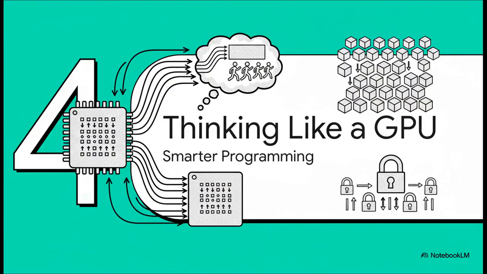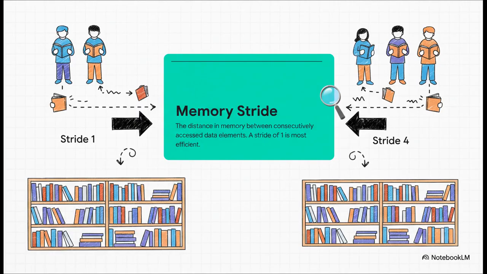So we've got the hardware. We've got this incredible parallel processing machine. But to really solve the billion-pixel problem, you can't just throw your old programming habits at it. It's not magic. You have to learn to think like a GPU. You have to structure your problem to fit its unique, massively parallel, lockstep way of working. And that brings us to a super important concept, memory stride.